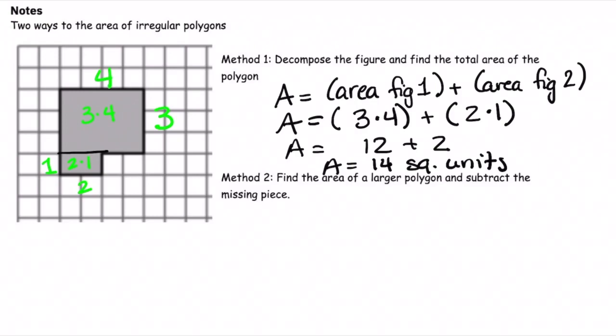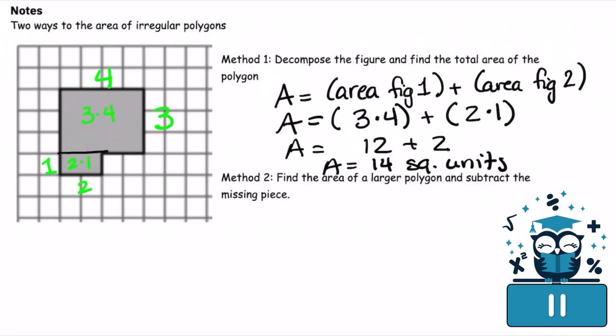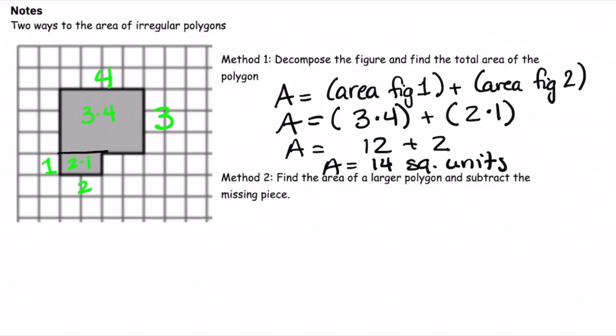Hit pause just so you can see this one. And I will tell you again, you could have cut it if you wanted to here. You're still going to get the same area. You would find the area then of this rectangle, and they would still add up to 14.